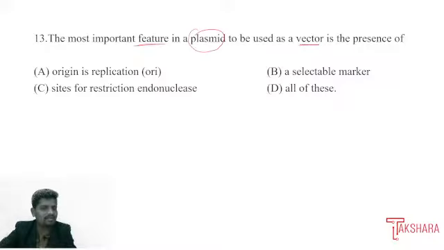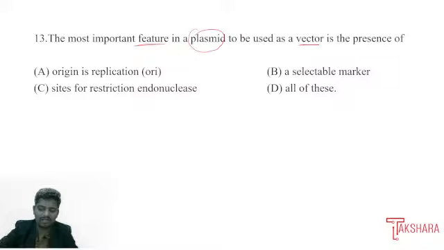Taking the most important one, statement number 1: they have an origin of replication. The ORI site must and should be important. Without the ORI site there is no kind of replication, and it maintains how many copies of the DNA are multiplied. Basically, the ORI site does that maintenance. Okay, and B, selectable marker.